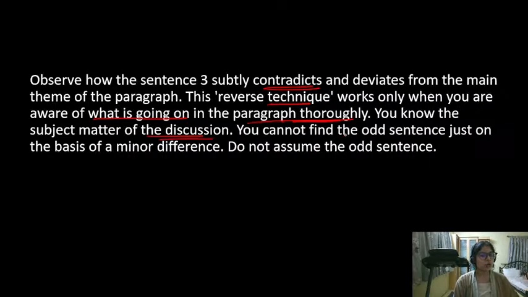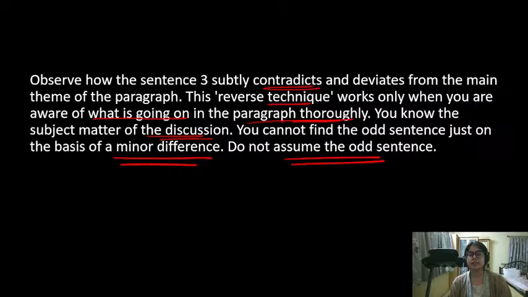You cannot find the odd sentence out just on the basis of a minor difference. Okay, do not assume the odd sentence. ये बट लगा है तो यही होगा पक्का, इधर however लगा है तो ये पक्का होगा. This is not a hard and fast rule, does not go for all cases. I am saying these are good giveaways, they are good indicators to find and spot the odd one out. हर केस में ये नहीं होता है. So kindly do not attempt the question without fully understanding the paragraph. That is it.